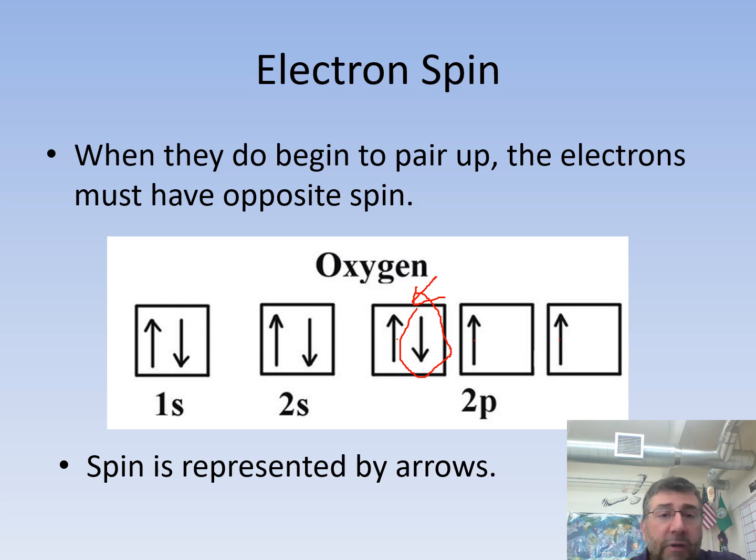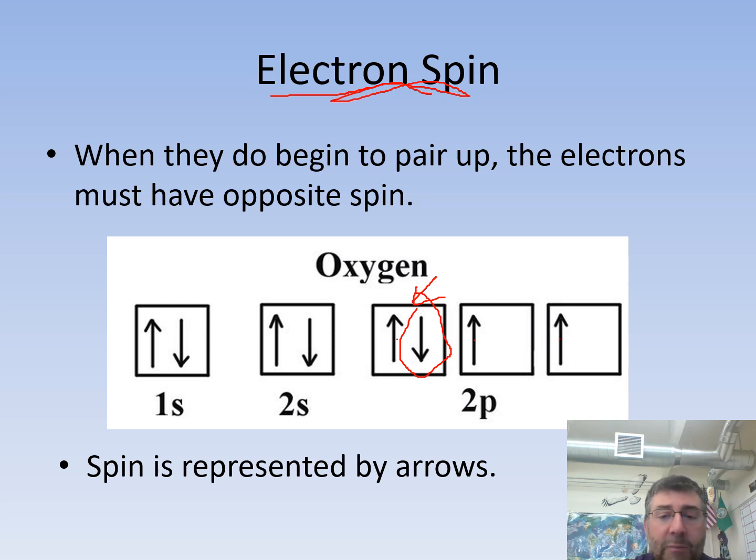Okay, the other thing that we do is we talk about what's called electron spin, and it's a description of how electrons behave. They don't literally spin like a ball, but they do have these properties that basically say that when they do have to pair up, they have to be spinning in opposite directions. And the way we represent the spin of an electron is the arrows, up and down. So when they are forced to be in the same orbital, they must have opposite spins. We show that as arrow up and arrow down.